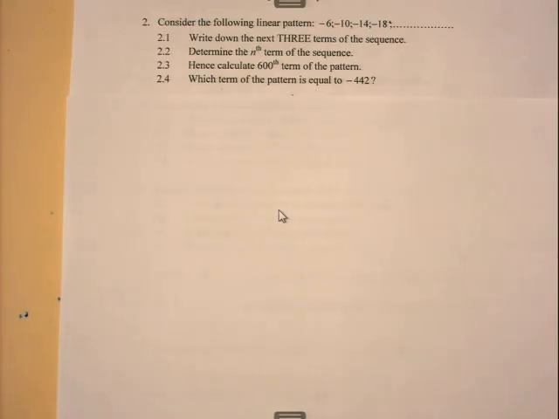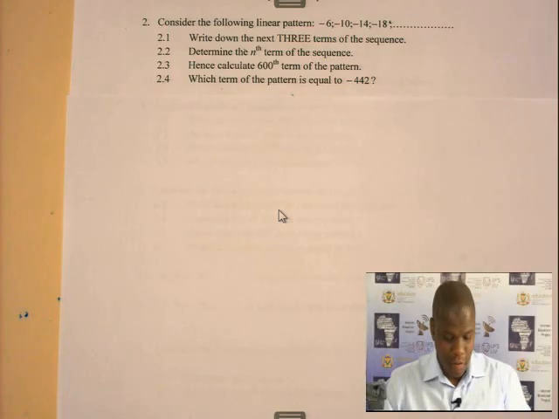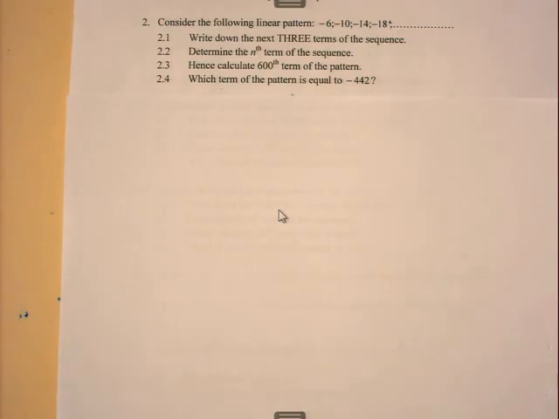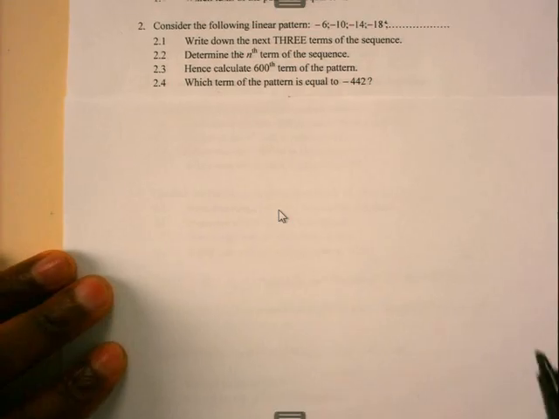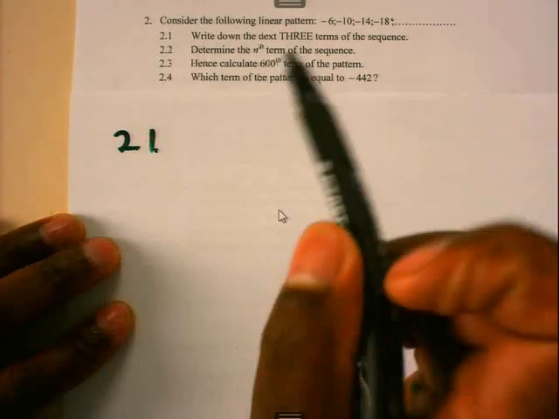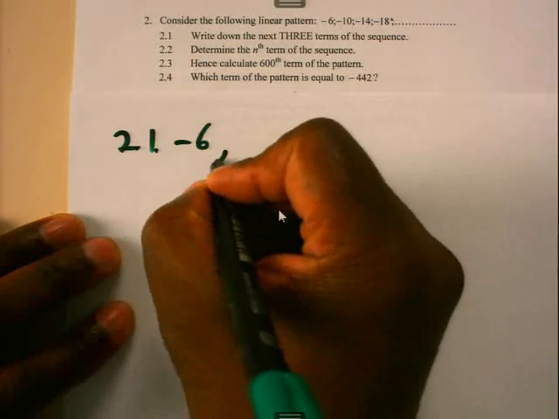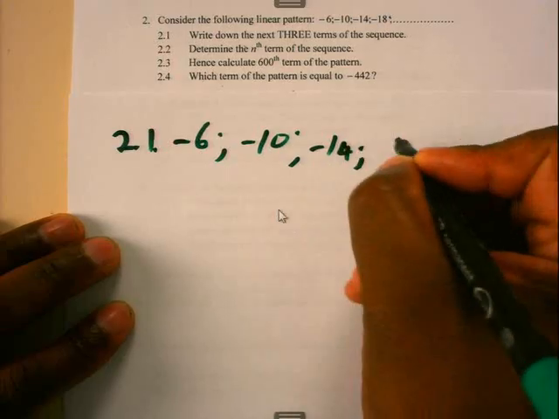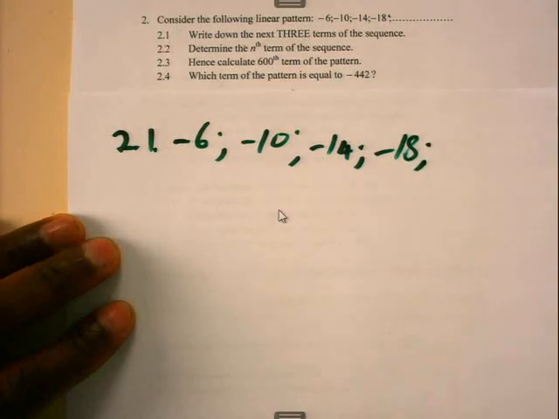Welcome, welcome. Thank you very much. Let's carry on with the solution for number 2, 2.1. The first question says, write down the next 3 terms of the sequence. Remember, the first term is -6, -10, -14, -18.